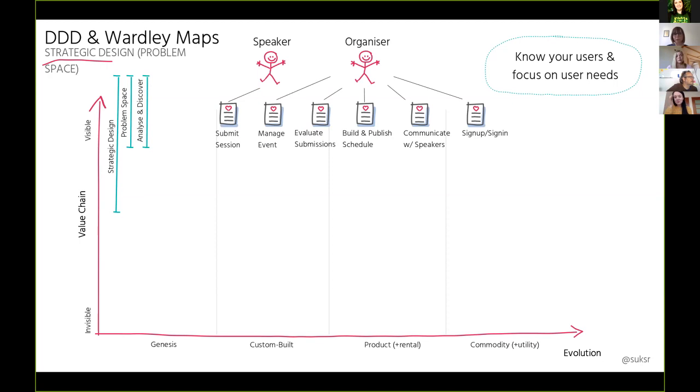And what kind of user needs do they have? The organizer would like to create a call for paper, a CFP, and manage the event that the speaker then has the possibility to submit a session proposal to. The organizer would like to evaluate the submitted sessions and build and publish a schedule of the accepted sessions, communicate with the speakers, and sign up and sign in into the conference solution as well.